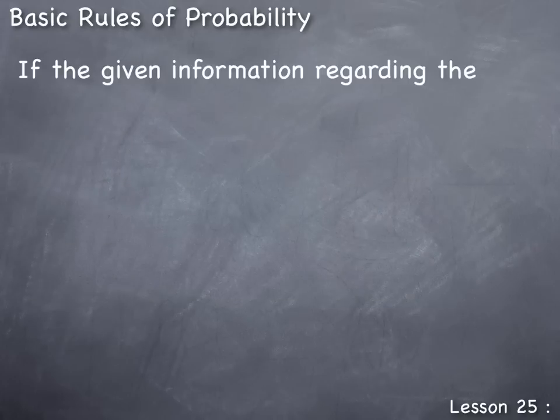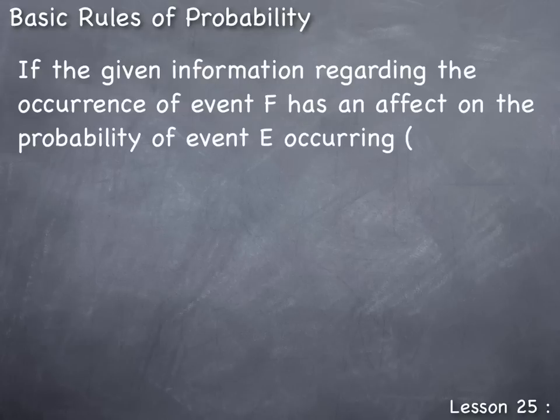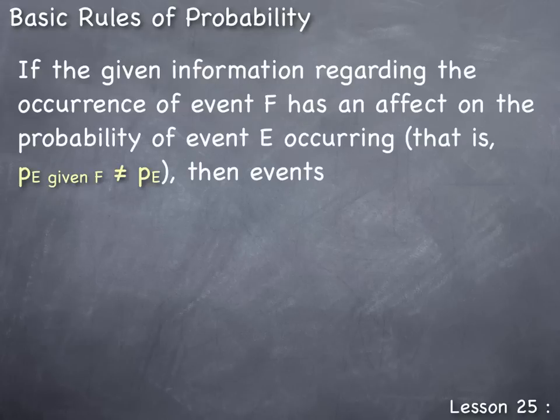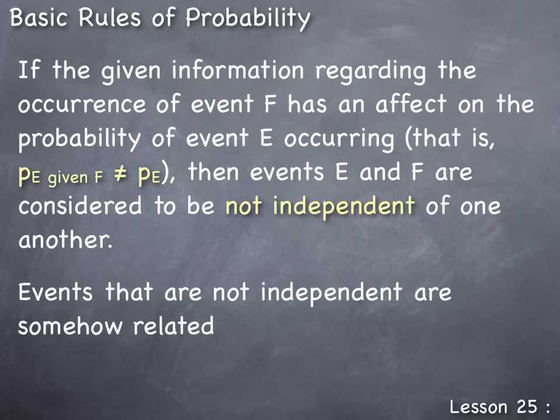If the given information regarding the occurrence of event F has an effect on the probability of event E occurring, that is, the probability of E given F does not equal the probability of E, then events E and F are considered to be not independent of one another. Events that are not independent are somehow related to one another.